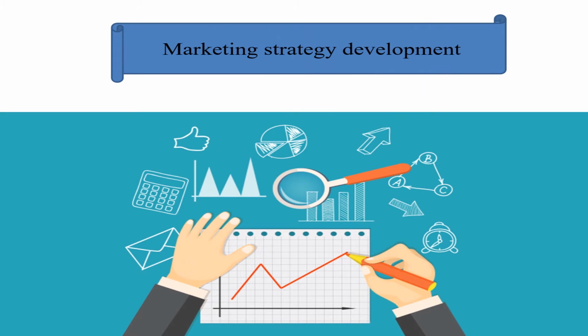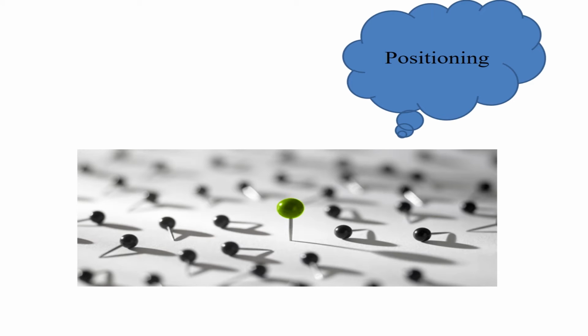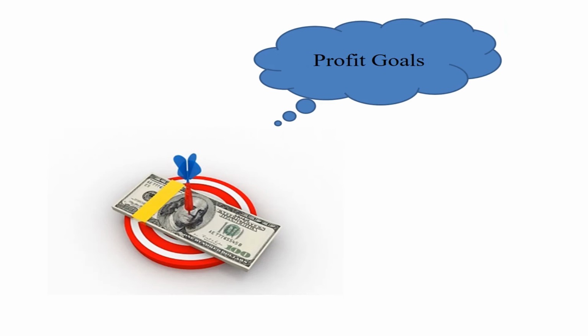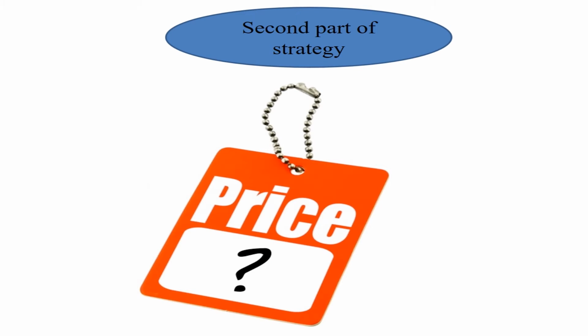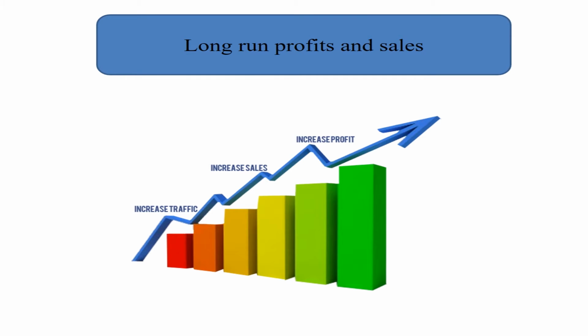Marketing strategy development is the next step in new product development. The strategy statement consists of 3 parts. The first part describes the target market, the planned product positioning, and the sales, market share, and profit goals for the first few years. The second part outlines the product's planned price, distribution, and marketing budget for the first year. The third part of the marketing strategy statement describes the planned long-run sales, profit goals, and the marketing mix strategy.